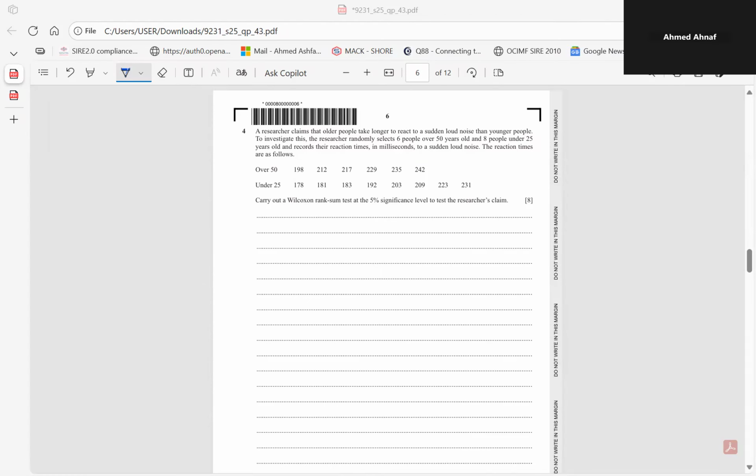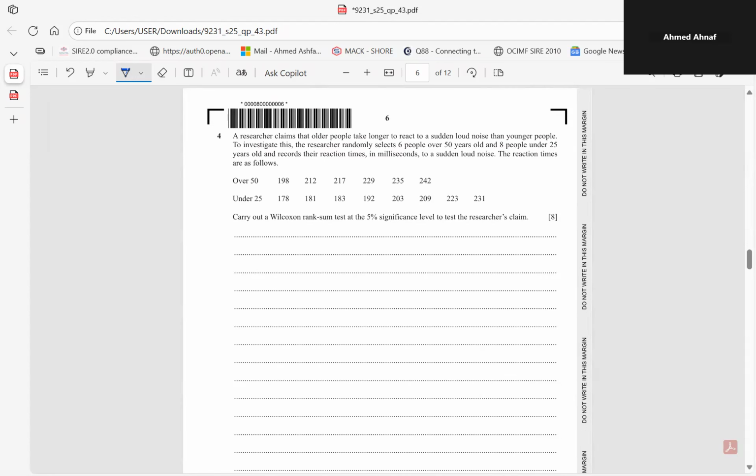Okay, so for this question, we're told that a researcher claims that older people take longer to react to a sudden loud noise than younger people. To investigate this, the researcher randomly selects 6 people over 50 years old, and 8 people under 25 years old, and records their reaction times in milliseconds to a sudden loud noise. The reaction times are as follows.